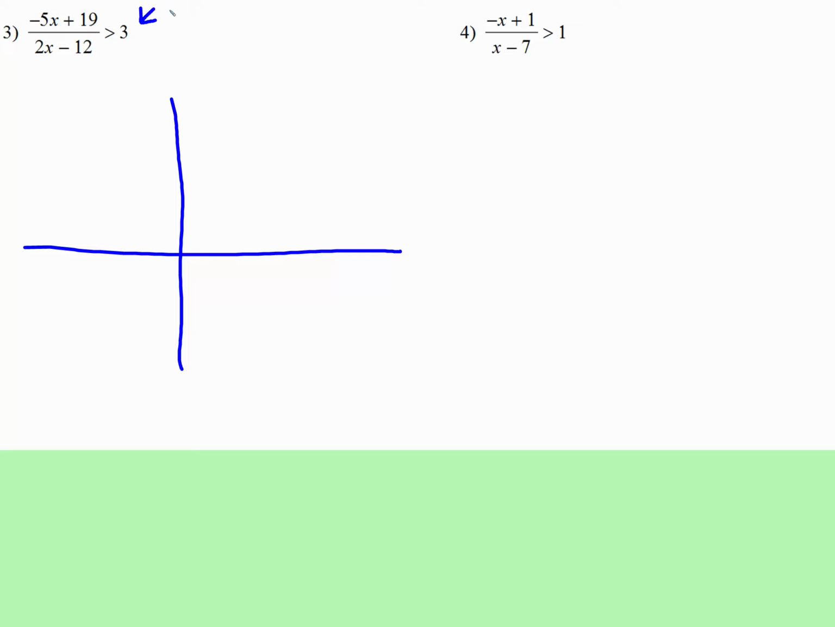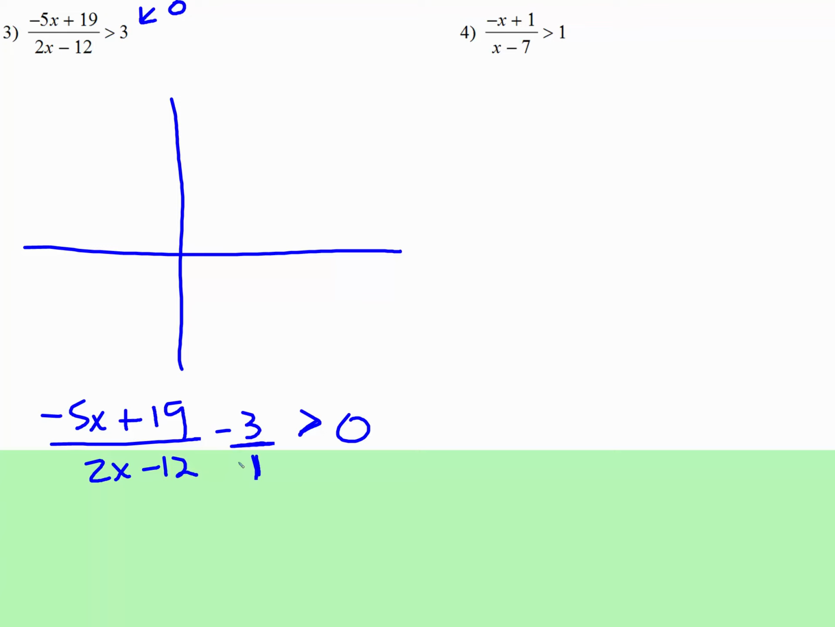You first have to get this side equal to 0. So you would have to subtract 3 from both sides. When we subtract 3 from this side, it's going to look like that. And now we have is greater than 0. All right. Now, this 3, or 3 over 1, they need to have the same denominator. So like what we were doing last week when we have fractions, here's a quantity, we have to multiply top and bottom by the quantity of 2x subtract 12, 2x subtract 12.